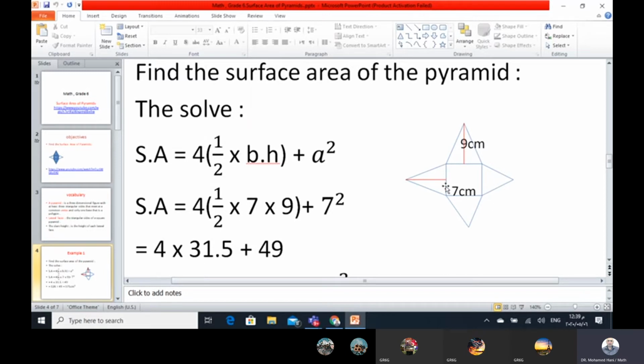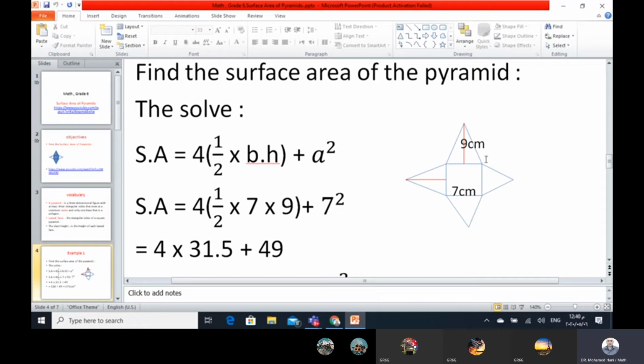Because here we have the square, and as you know, the square has 4 equal sides, which means we have 4 congruent faces. And the kind of these faces will be triangles. So I can solve the area of this triangle, and this triangle, and this triangle, and this triangle. Then the area of the base, then I can add all the areas. This is the meaning of surface area.